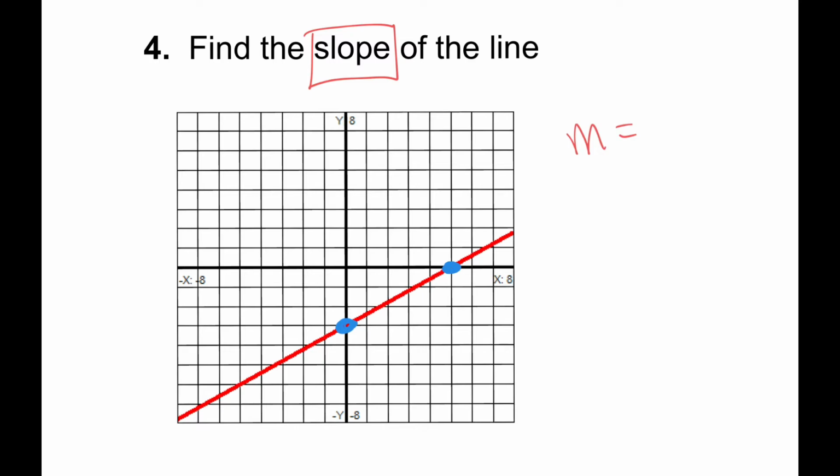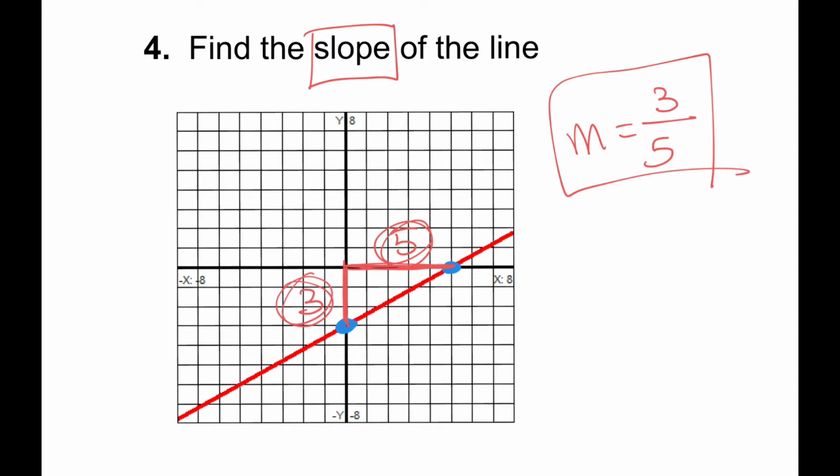So the rise will be up. So this one is going to be positive 1, 2, 3. So that's the rise. And the run, you guys go to the right. 1, 2, 3, 4, 5 steps. So remember, the rise goes on the top of the fraction, and the run goes on the bottom of the fraction. So 3/5 is the slope.